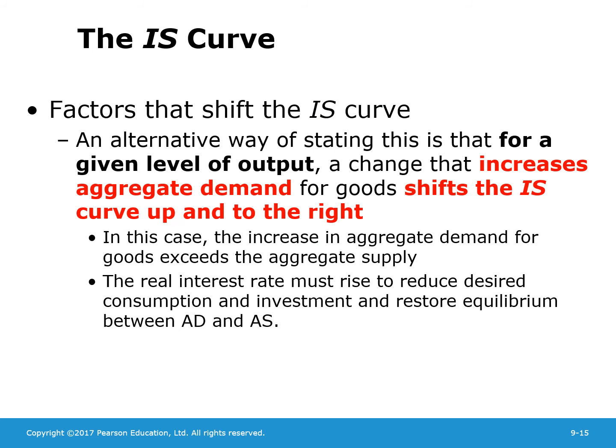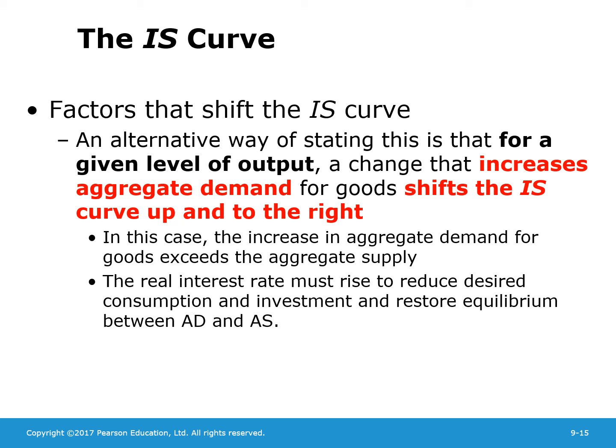Again, there is an alternative way of stating the factors that shift the IS curve, by using the other condition for goods market equilibrium, which is aggregate demand equals aggregate supply. When I'm talking about a shift in the IS curve, again, it's for a given level of output, which means that we are not changing output. Again and again, we are talking about factors other than output that cause the IS curve to shift, because output leads to a movement along the IS curve and not a shift. So to have a shift, we hold output constant.